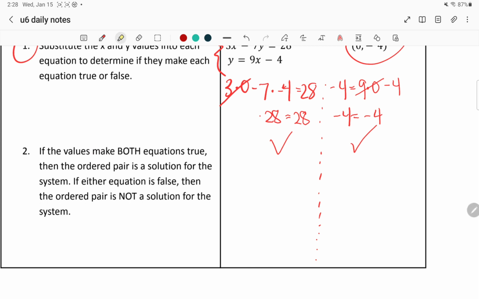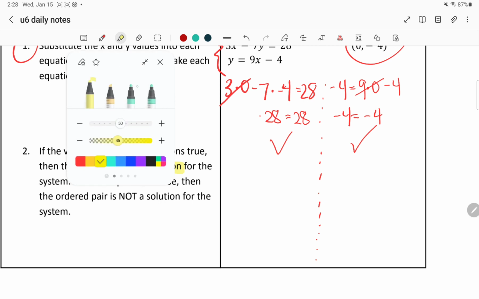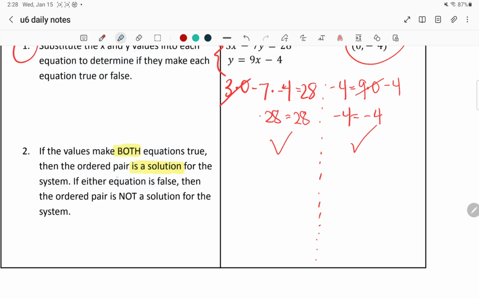then the ordered pair is a solution for the system. Both, then it is a solution. However, if even one of them is false, then it is not a solution. So we could have still had 28 equals 28, but then we could have had like -4 equals -5, and then the whole thing would be wrong.